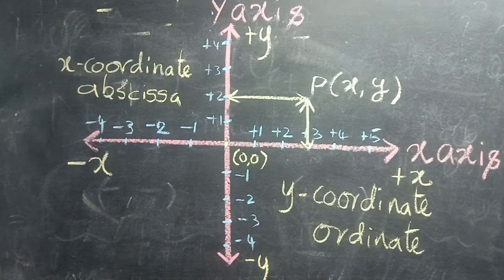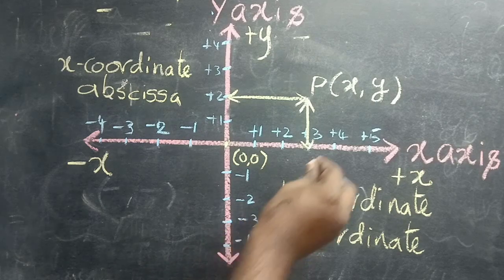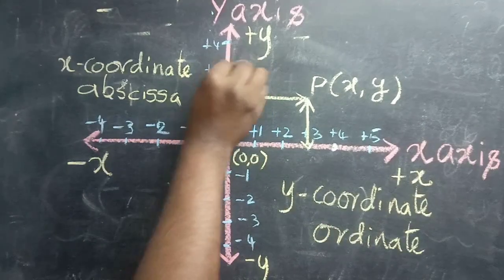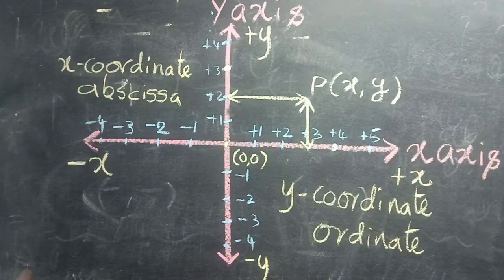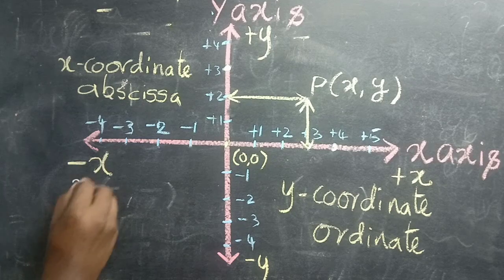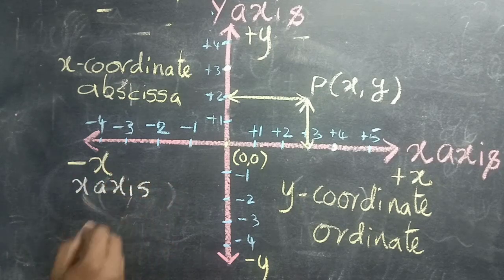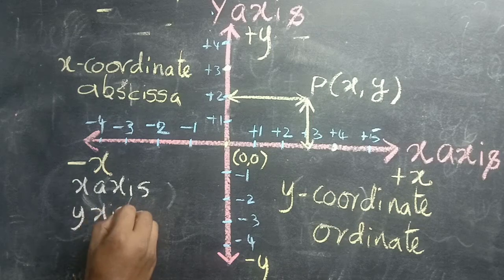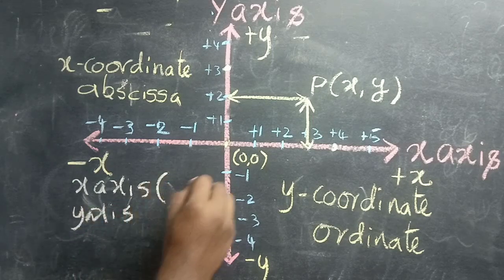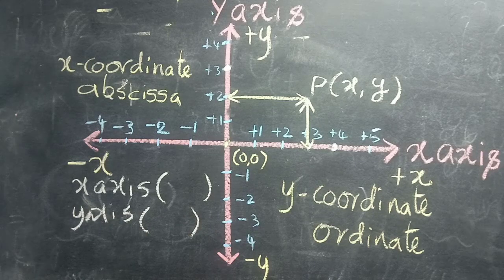Students, hopefully you have understood the meaning of abscissa and ordinate. Now, what is the general form of a point on the x-axis, and what is the general form of a point on the y-axis?